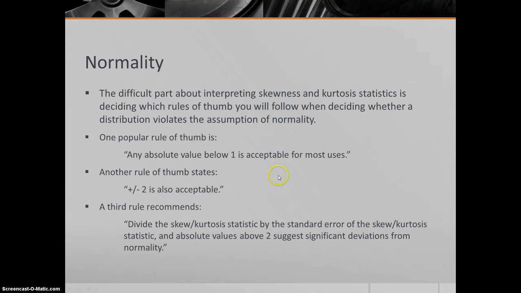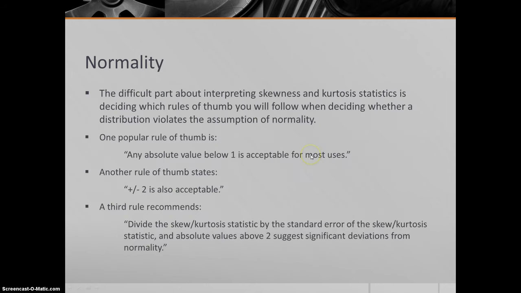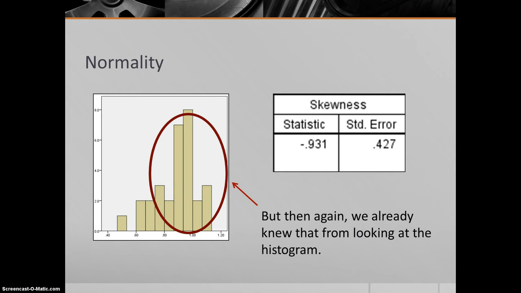One popular rule of thumb is any absolute value below 1 is acceptable for most uses. So this was negative 0.93. That's an absolute value less than 1. So someone might look at this and go, hey, it's no problem. It's less than 1, even though it's kind of close to 1. Other people might say, actually, plus or minus 2 is fine too. Either 1 or maybe 2. So now we'd say, wow, it's way less than absolute value of 2. It's less than half that, so we're okay.